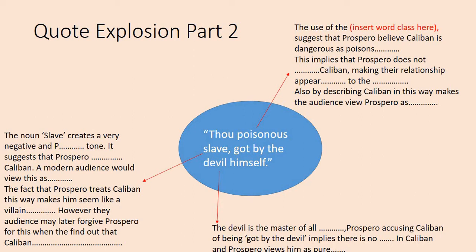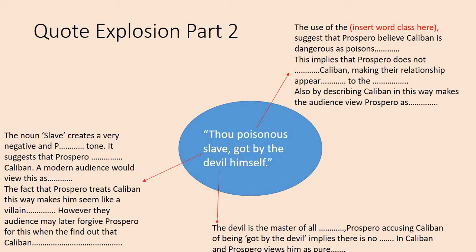What is our view on slavery now? Do we think to enslave a human, to essentially own them, is acceptable? How do we as society now feel about that? Okay. The fact that Prospero treats Caliban this way makes him seem like a villain.